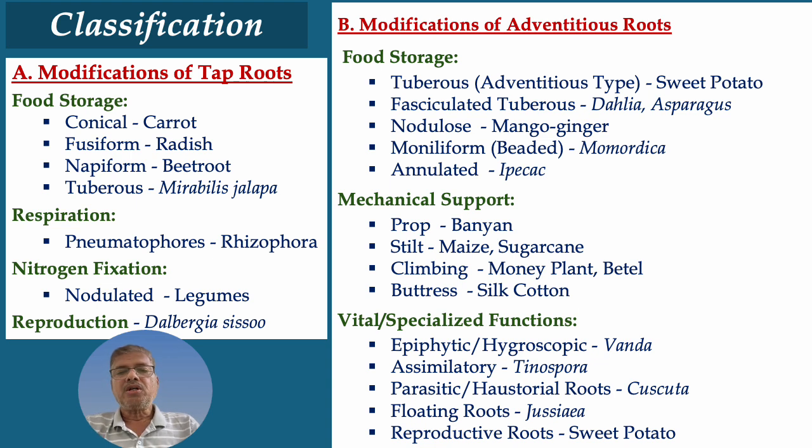The adventitious root modification includes, for food storage, tuberous, fasciculated, nodulose, moniliform, and annulated roots. For mechanical support, prop roots, stilt roots, climbing roots, and buttress roots. For vital or specialized functions, epiphytic or hygroscopic roots, assimilatory or photosynthetic roots, parasitic or haustorial roots, floating roots, and reproductive roots.